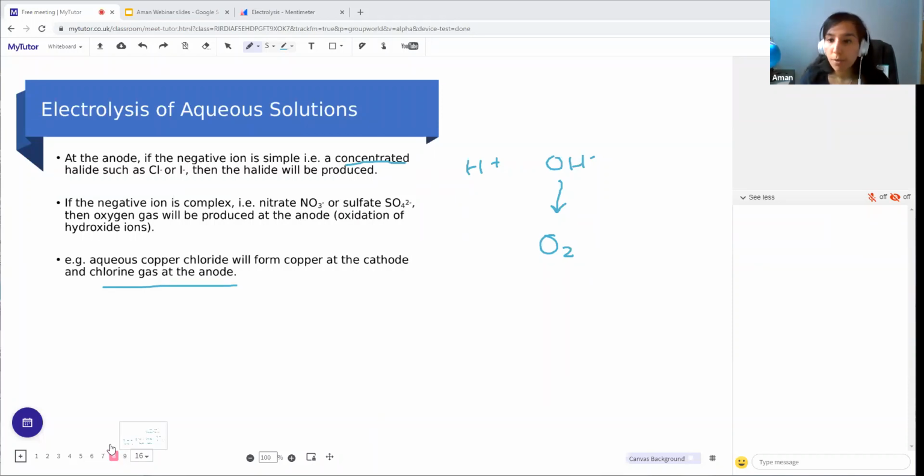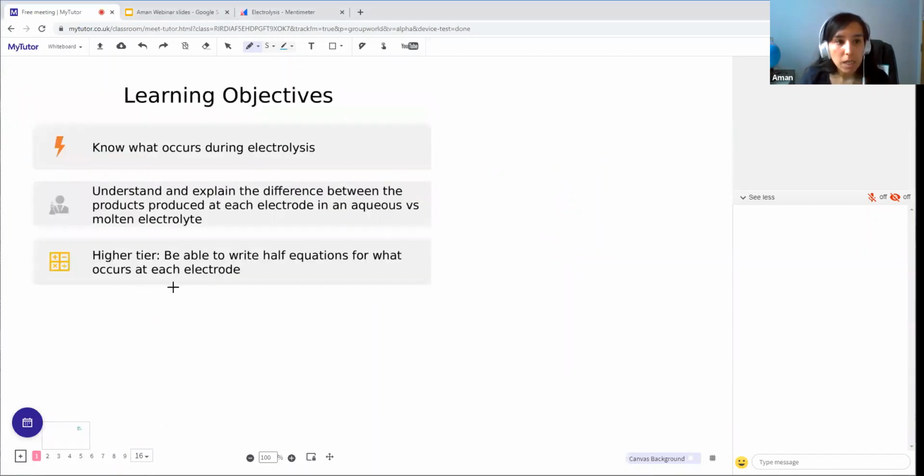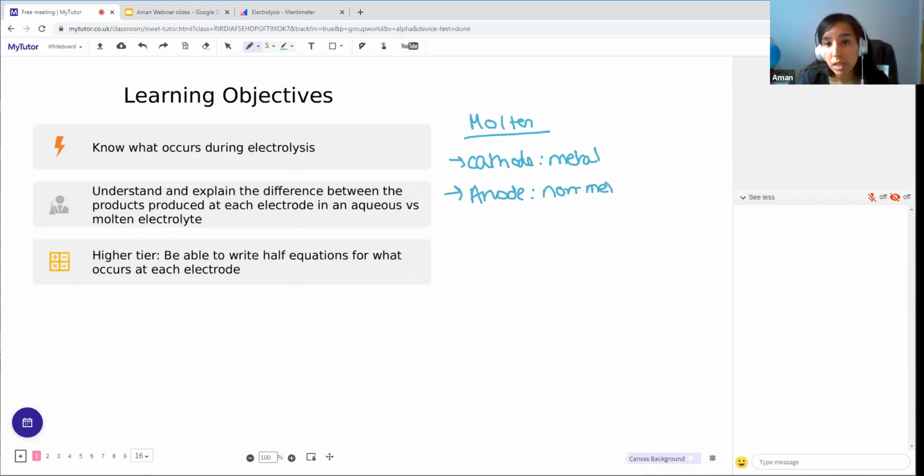Now I'm just going to quickly recap what we've covered with regards to molten versus aqueous electrolytes. So let me go back to the slide. Okay, so understand and explain the difference between the products produced at each electrode in an aqueous versus molten electrolyte. Let's start with molten. With our molten electrolytes, at the cathode we get our metal, and at the anode we get our non-metal. So nice and simple with those ones, it's just splitting it into metal and non-metal.